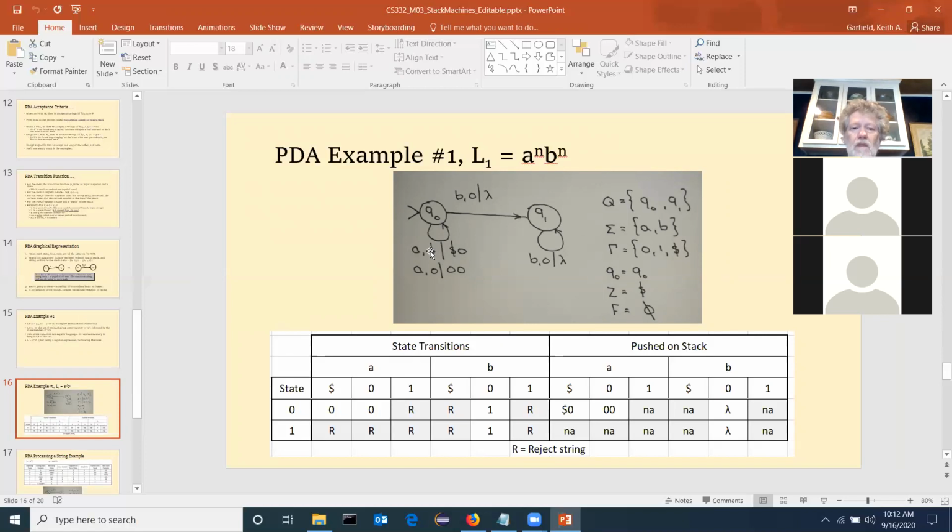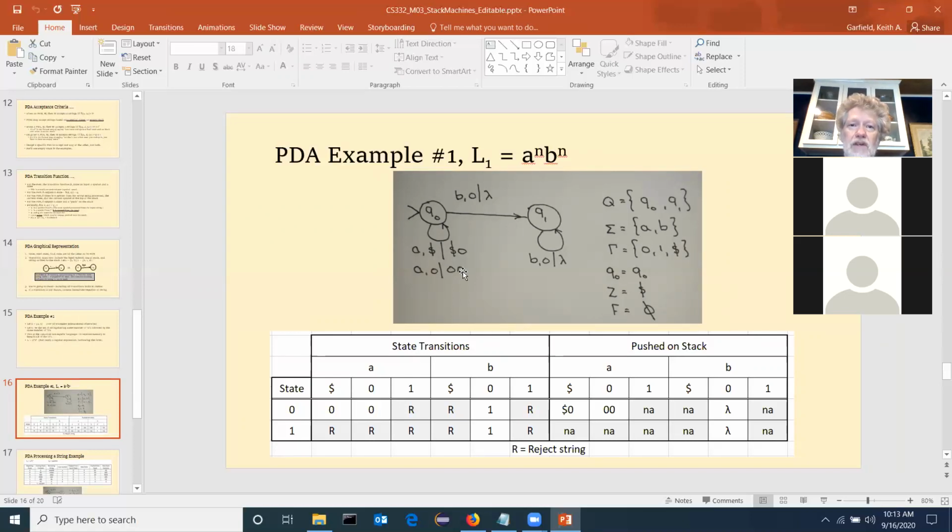So the very first thing I should see is an A with a $ sign on the stack. That's this transition. I'm going to stay in Q0, but I'm going to push the $ sign back on the stack and then add a 0, because we said every time we see an A, we add a symbol, and I'm using the zeros. After that, I'm going to start to see A's with a 0 on the stack, and I'm going to put that 0 back on the stack and add another one. So every time I see an A, all I'm doing is adding a 0 to the stack.